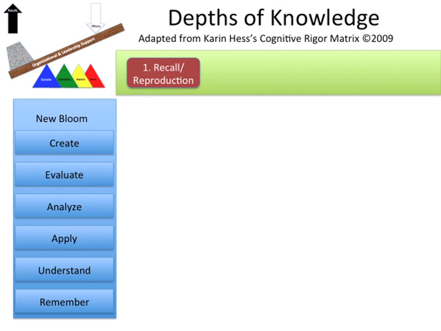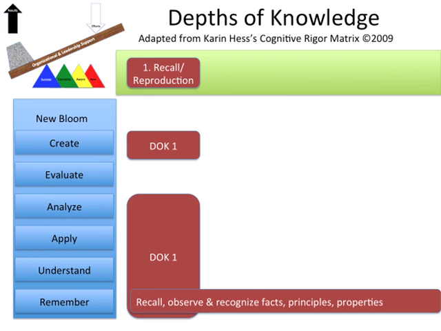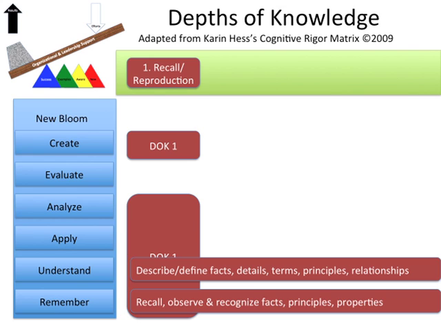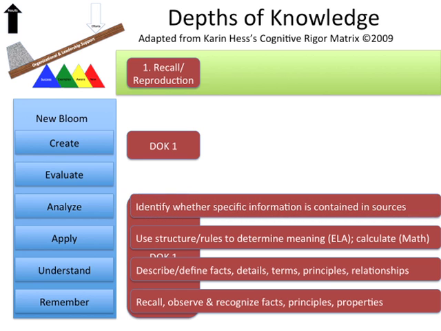What do the performances of students look like at the recall reproduction level? With respect to depth of knowledge 1, remembering looks as we expect it would, recalling, observing facts, principles, and properties. And at the understanding level, what we're able to do is describe or define these facts and principles and relationships. Application has to do with using rules in the right way to determine meaning or to do calculations in math, knowing how to apply the rules that we've been taught, that we can recall. And in analyzing, we're identifying whether or not specific information is found in the sources we're presented.